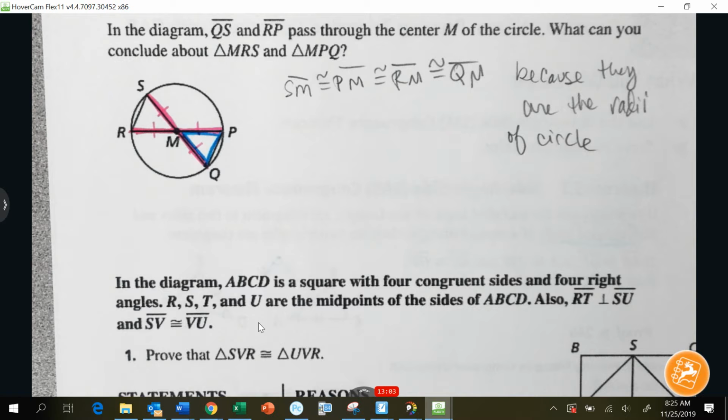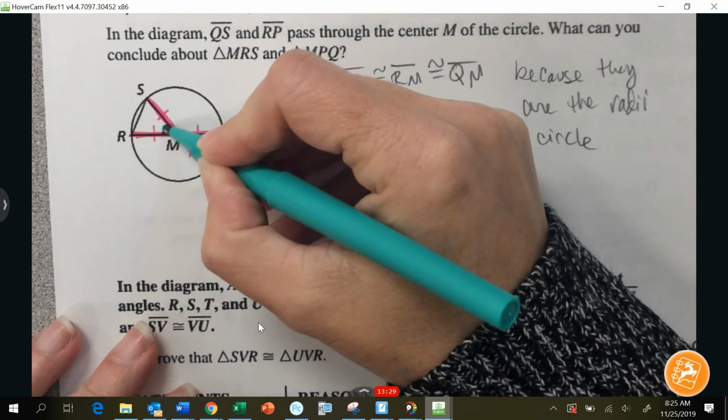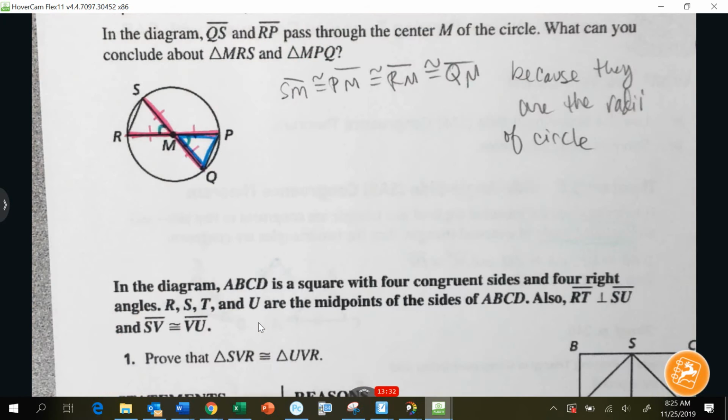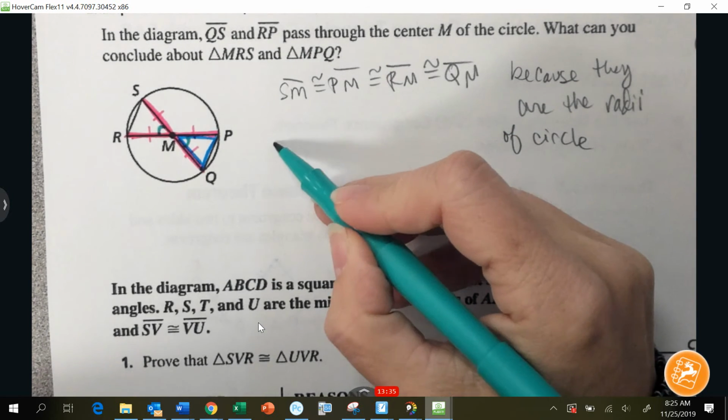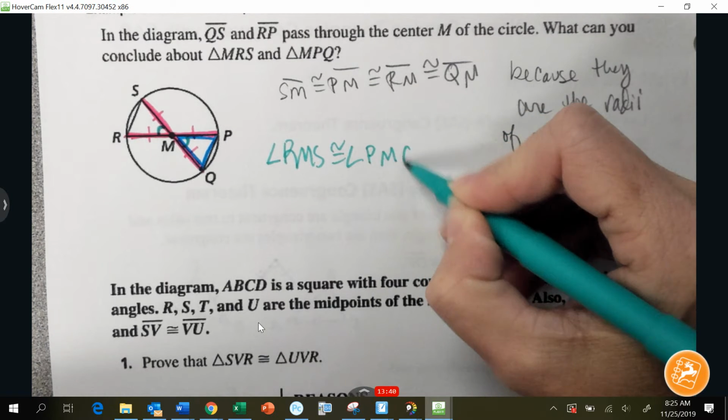Do I have enough information? I have side and I have side. Is that enough information? Side, side. No, we're studying side, angle, side. Is there an angle there that is congruent, that is included between the two of these? Alex? Angle RMS and PMQ. This one here and this one here. Why? Yes. Angle RMS is congruent to angle PMQ.